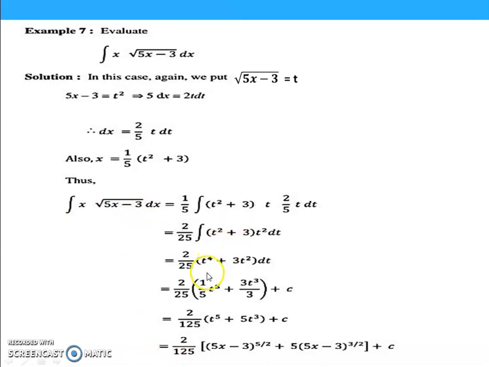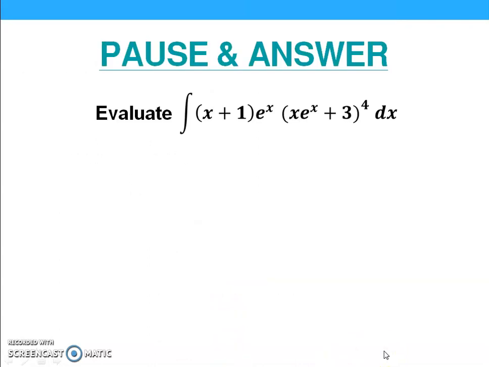On integrating, firstly we are simplifying it. This is the value of x, this is the value of the square root function, and this is the value of dx. Again, using the result that the integral of t raised to power n is t raised to power n plus 1 upon n plus 1, I have written the result. Don't forget to back substitute the value of t, which is again square root of 5x minus 3, and add the constant of integration. Next, now there is a question for you.